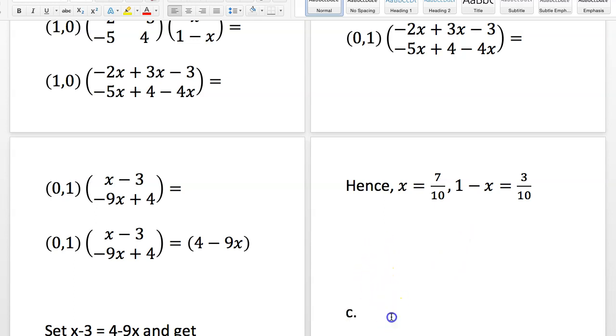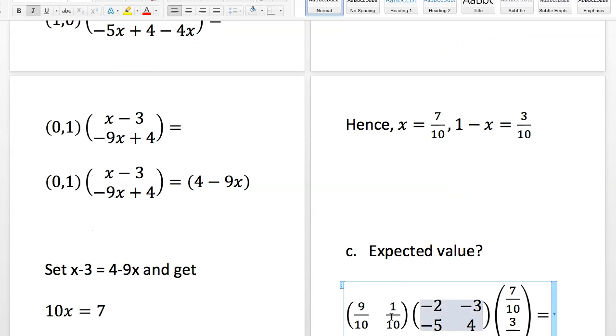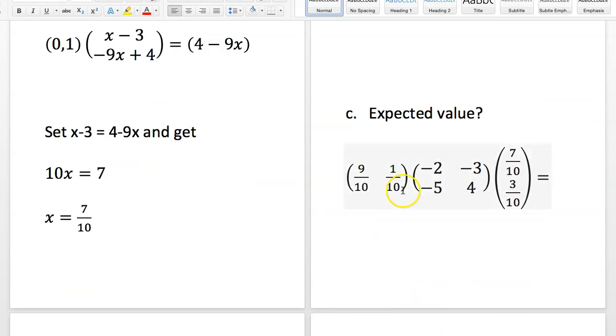Now let me set C up here. They're asking me for the expected value. So we've got all this. We got our row guy a long time ago, and we just now got our column guy. So what's the expected value? Well, you plug in the 9/10 and 1/10 that we got a long time ago for the row guy. Those were his or her numbers. And then for our column lady or guy, these are the column numbers that we just got, and then put the main matrix in the middle.